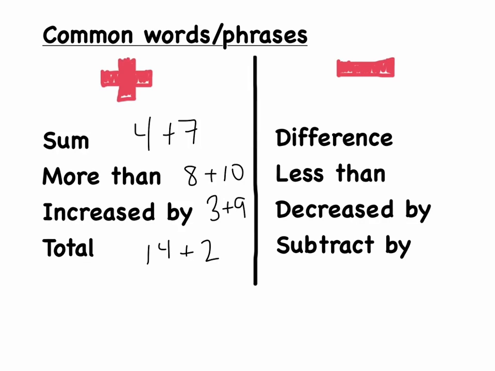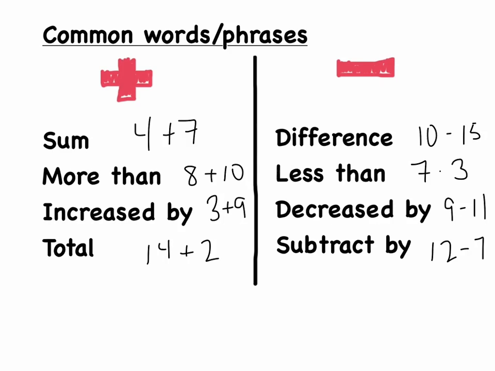For subtraction, some options would be difference, like the difference of 10 and 15. And less than, 3 less than 7. Or decreased by, 9 decreased by 11. And subtract from, like subtract 7 from 12.